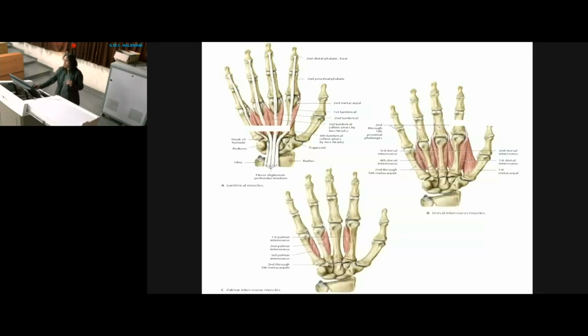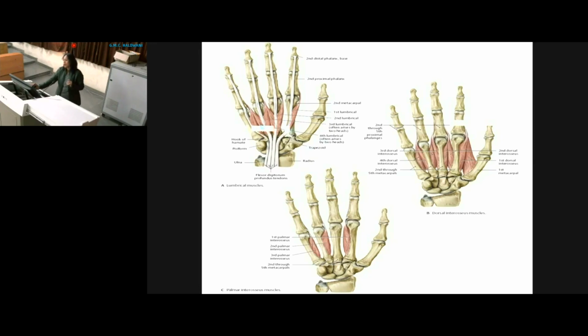Now these are the muscles. These are 4 tendons you can see of flexor digitorum profundus. And from the lateral side of this tendon, for the index and the middle finger, the muscles arise. They cross the metacarpophalangeal joint, go on the dorsal aspect of the fingers, and are inserted into the dorsal digital expansions.